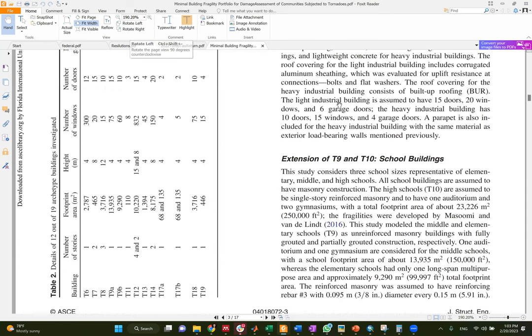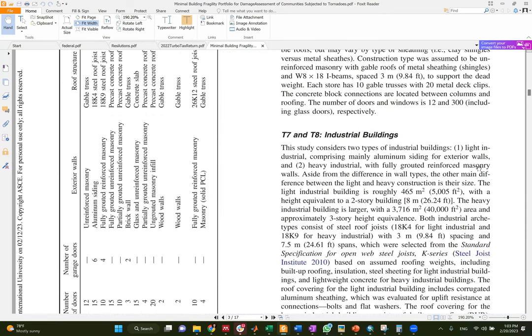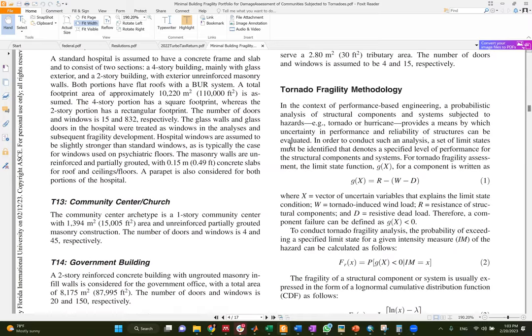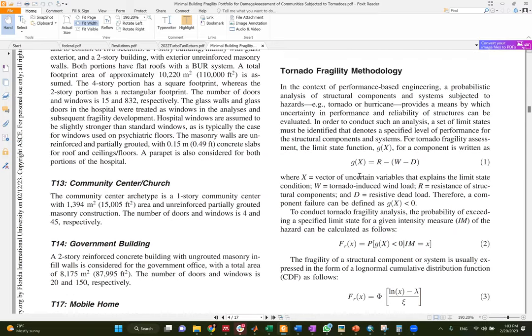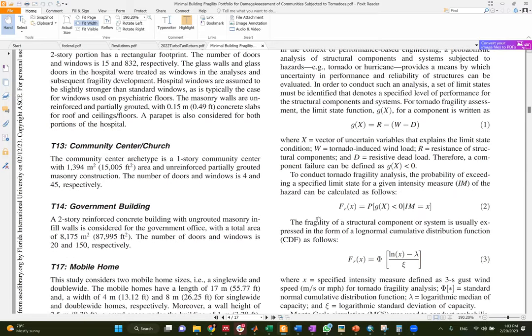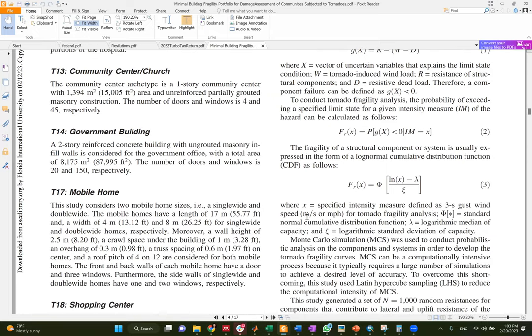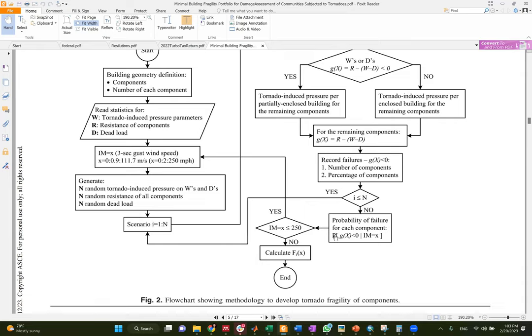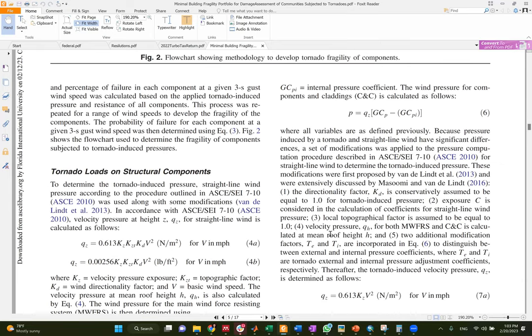And actually, there's much information here, like industrial buildings, they tell you everything. And here they tell you how they develop fragilities, what functions they use, the probability, this is the fragility. And yeah, this is how they develop the fragility.